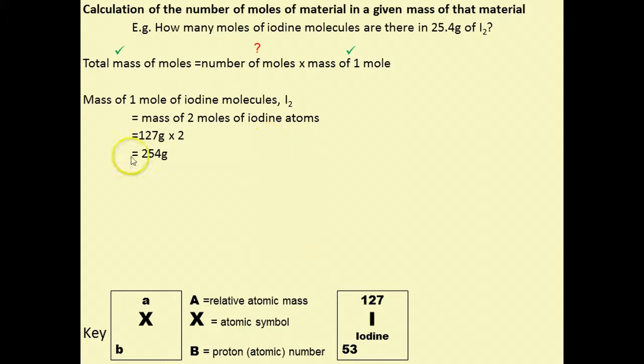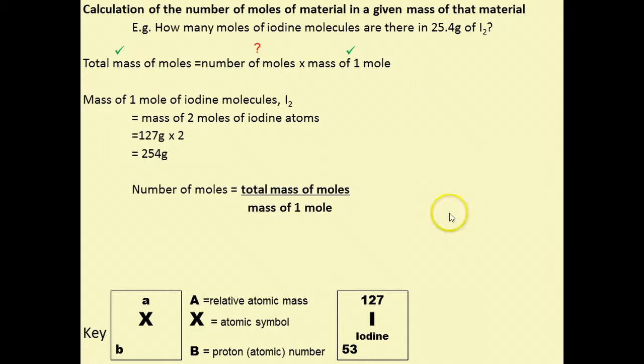So the mass of 1 mole of iodine molecules is 254 grams. We can use our equation, rearrange it to the following. Number of moles is equal to the total mass of moles divided by the mass of 1 mole. So we find we have 0.1 moles present.